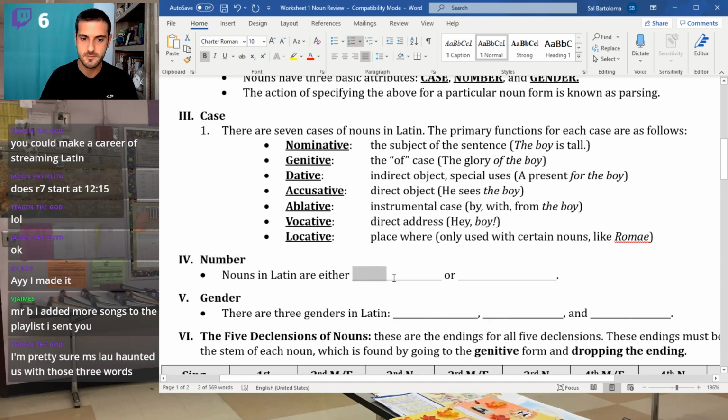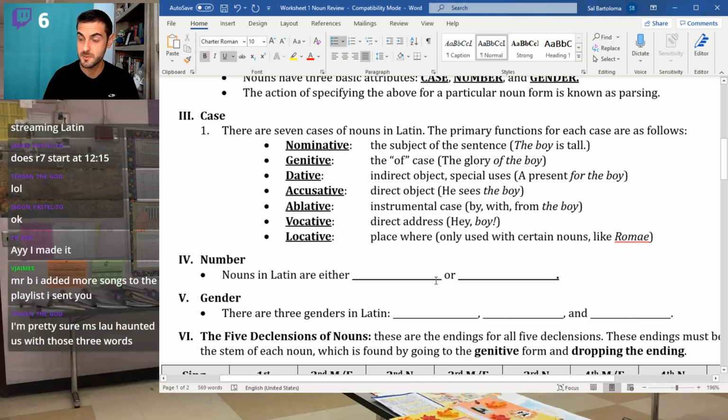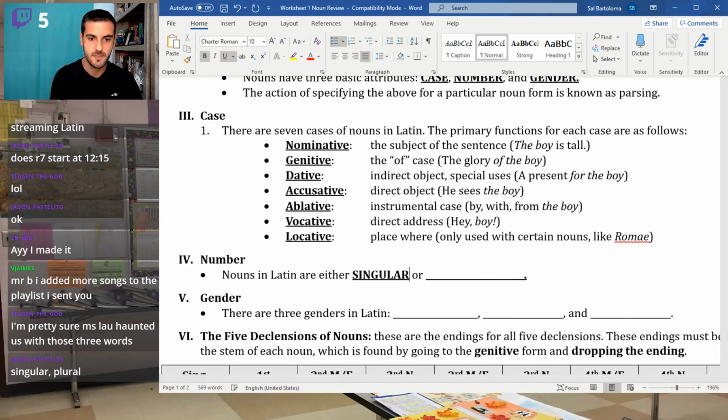What's going to go into these 2 blanks? Nouns in Latin are either blank or blank. This is what we talked about in class. This is what we spent most of class period talking about. Oh, my dude, Jaden gets the first question of the year. They are either singular or plural.